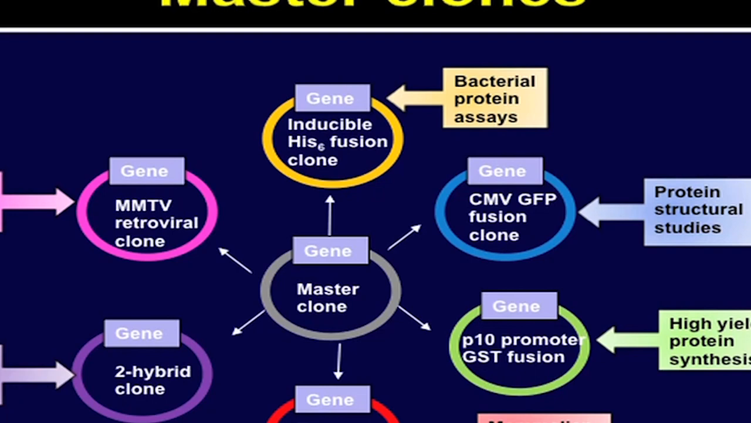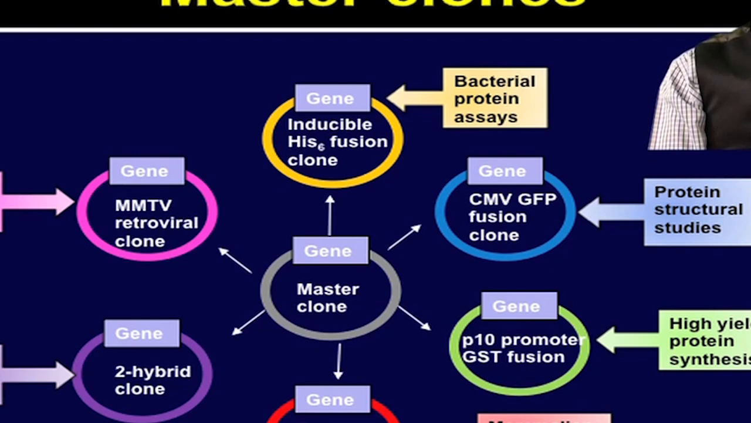Once these master clones are generated, they are immensely useful. You can transfer the gene of your interest from these master clones to different types of destination vectors based on applications. In this slide, a few vectors are shown and a few applications have been mentioned. For example, one can use an inducible histidine 6 fusion clone. This can be used for performing assays using protein made in the bacterial system. One can use CMV-GFP fusion clones for the protein structural studies.